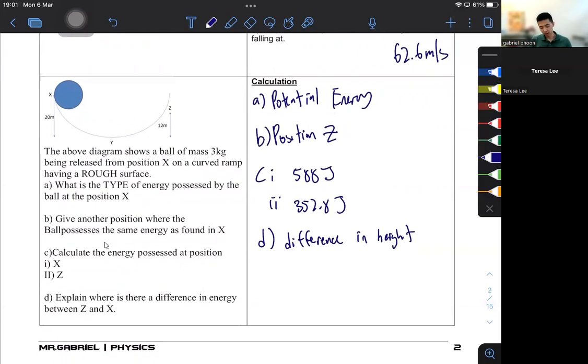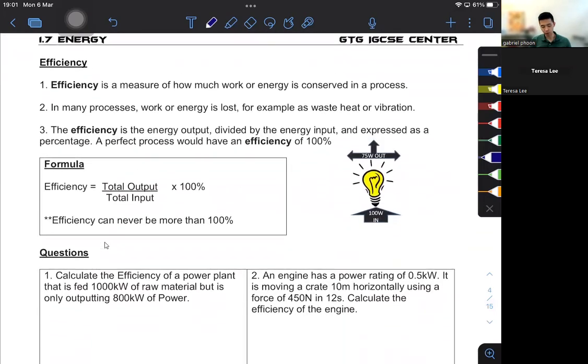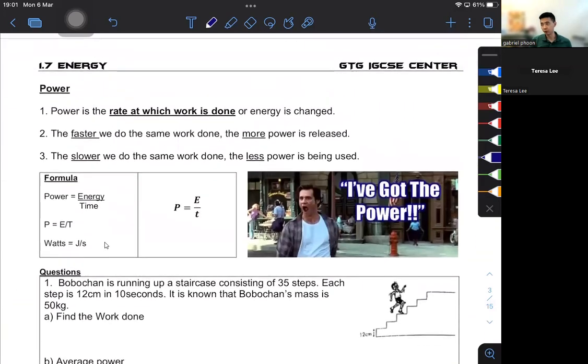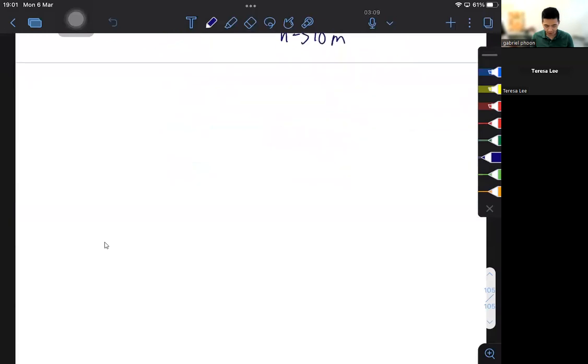Excellent. And the final thing we're going to do today before we end class, most likely we'll continue efficiency next week because we only have 15 minutes left. We're going to talk about the difference between power and energy. Now, first and foremost, I want to highlight that a lot of schools like to teach this.